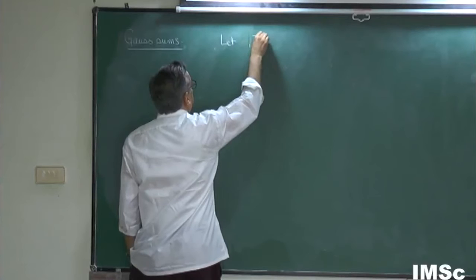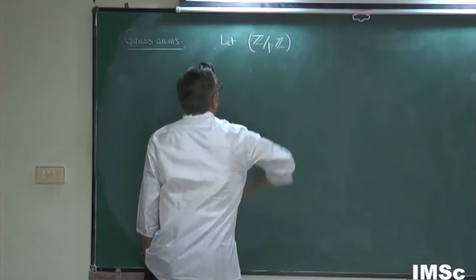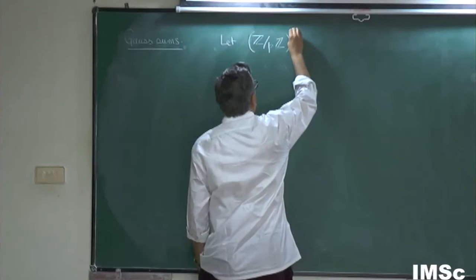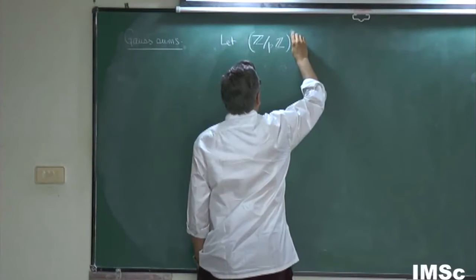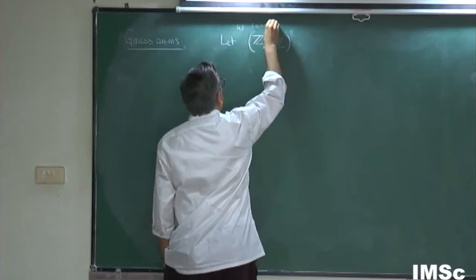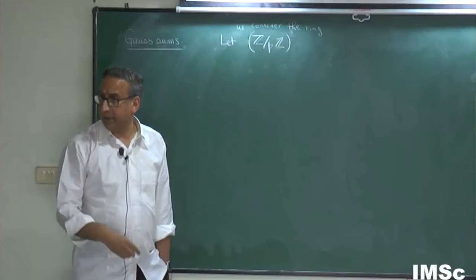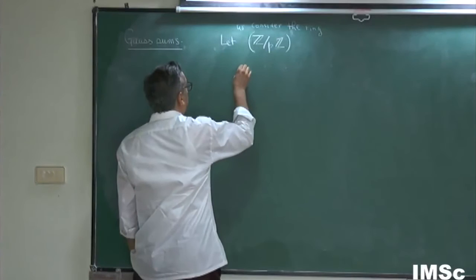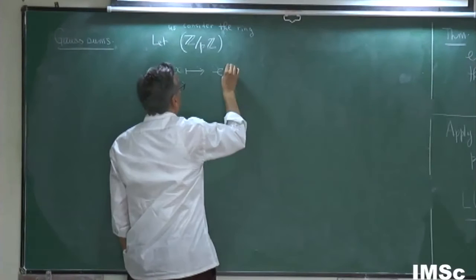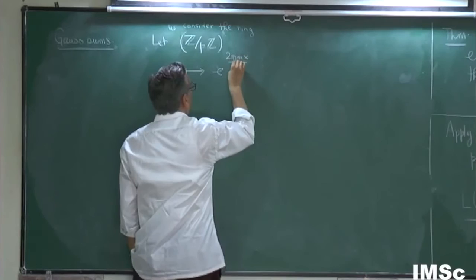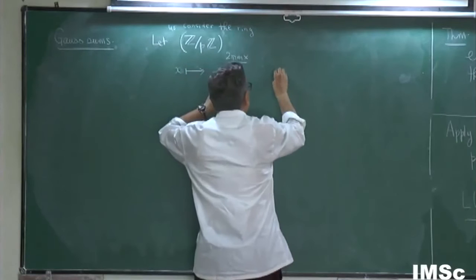Let's consider Z mod PZ, where P is a prime. Let us consider the ring Z mod PZ. On one hand, it's an additive group. On the other hand, it's got the multiplicative group of prime residue classes, right? And you know that the characters, as I mentioned, are e to the 2 pi i m x over p. So these are the characters of the additive group.